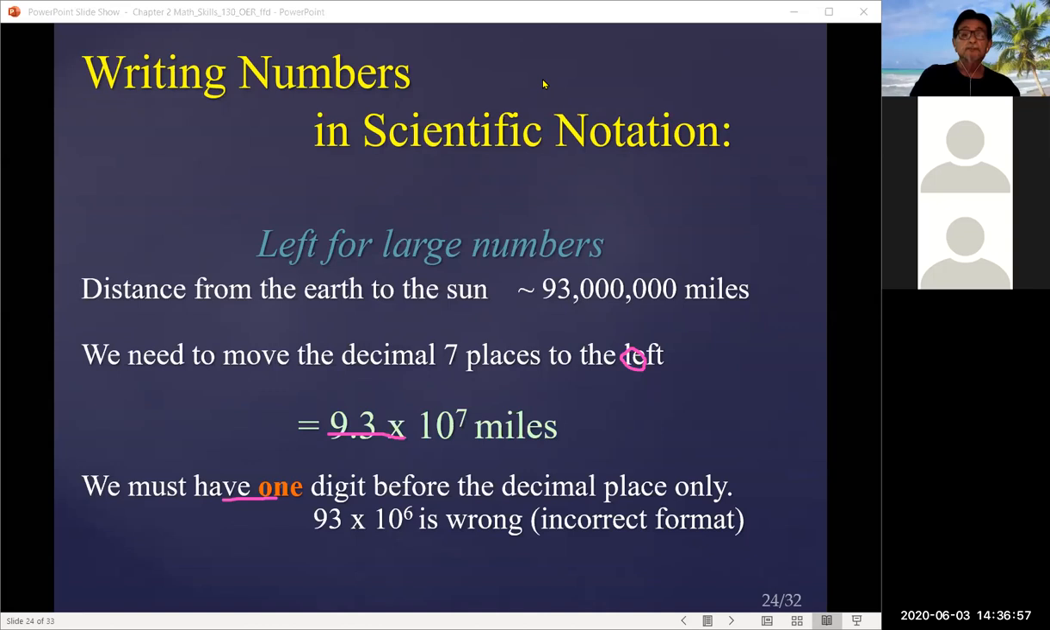I understand I'm supposed to go left because it's a big number, and it's saying 7 decimal places, right? So if I count from the back and go 1, 2, 3, 4, 5, 6, 7, I get 9.3. Then you do times 10 to the 7th power, but why 10? Where do we get the 10 from? That's what I'm confused about.